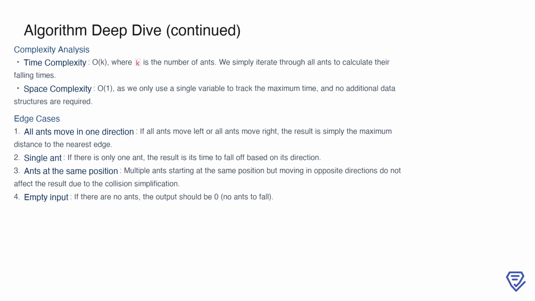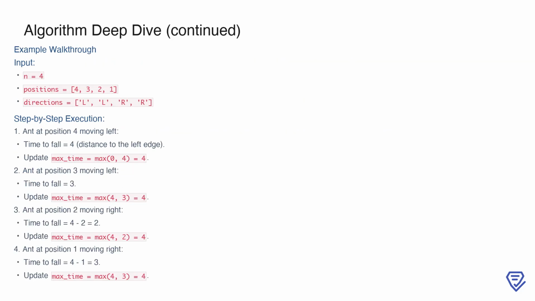Finally, if there are no ants, the output should be 0, as there's nothing to fall off the plank. Let's walk through an example to see the algorithm in action. Suppose the plank length n is 4, and the ants start at positions 4, 3, 2, 1, with directions L, L, R, R.